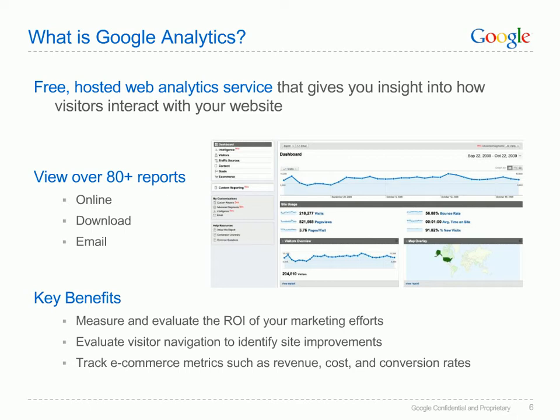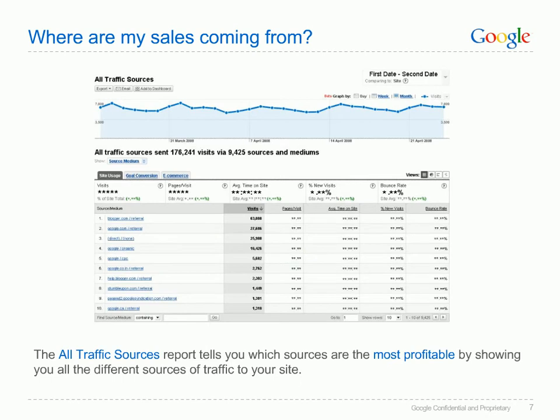Having gone over the reasons for setting up Google Analytics on your site, we'll now look at a few reports that can help answer some of those questions concerning your website. Where are all my sales coming from? Opening the All Traffic Sources report under the Traffic Source category will show you all the possible ways visitors use to find your site. If you've set up a goal, such as a sale, you'll be able to see which source of traffic drives the most conversions.